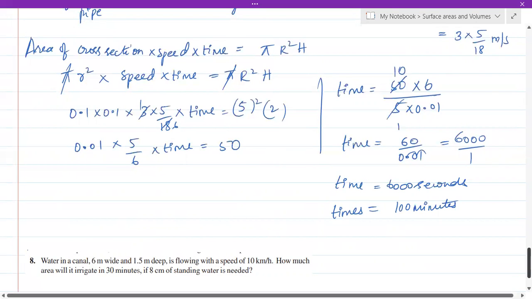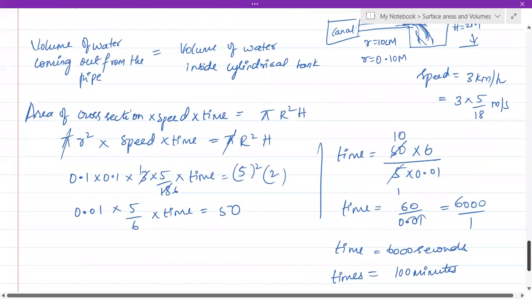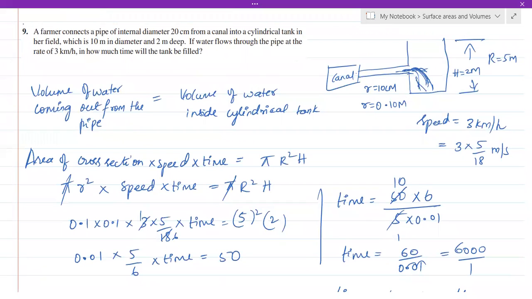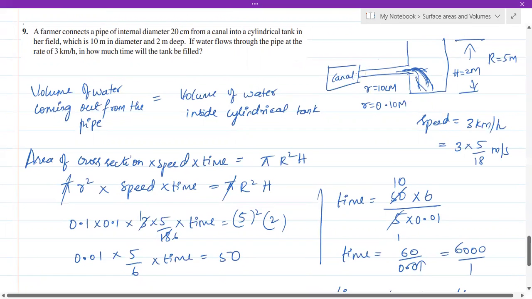Okay. So remember, the volume of the water that is coming out of the pipe will be equal to area of cross section into speed into time. And it doesn't depend on the height of the pipe or the length of the pipe. Whether the pipe is smaller or bigger, it doesn't depend.